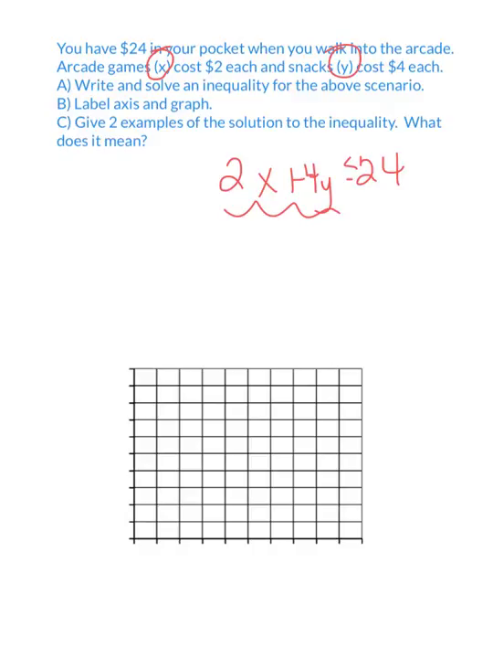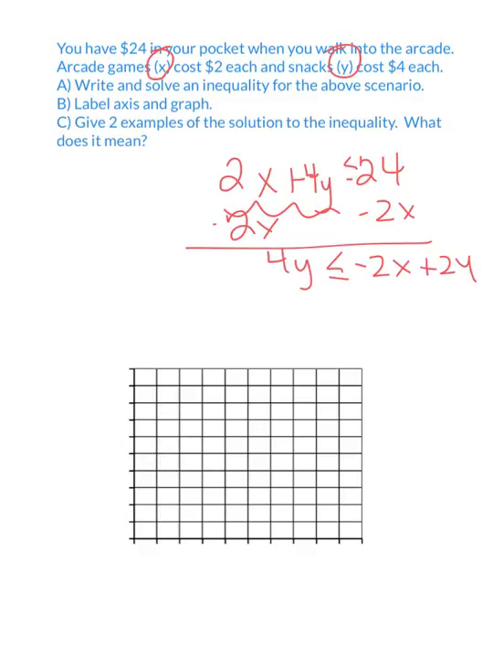Now in order to graph this, I need to solve. So I need to get y by itself. So I'm going to subtract 2x from either side. And I have 4y is less than or equal to negative 2x plus 24. Now notice I put the 2x first because I want this to look somewhat like slope-intercept form so it's easier to graph. Now I'll divide both sides by 4. And my final inequality is y is less than or equal to negative 1/2 x plus 6. So we're done with Part A.